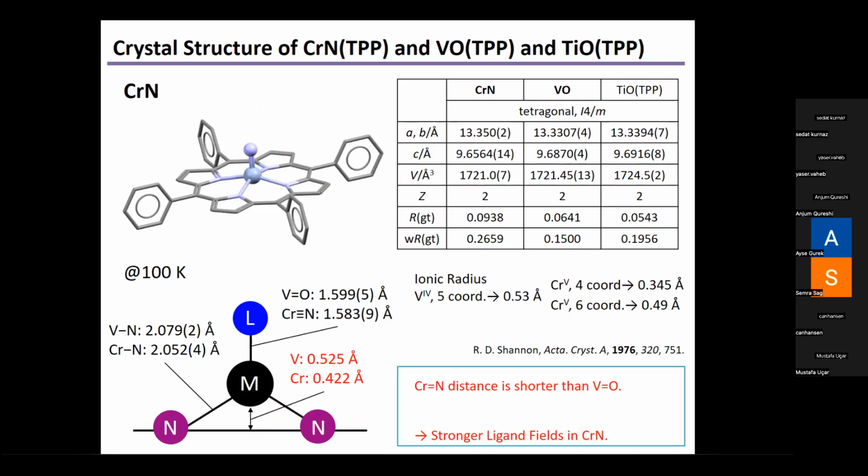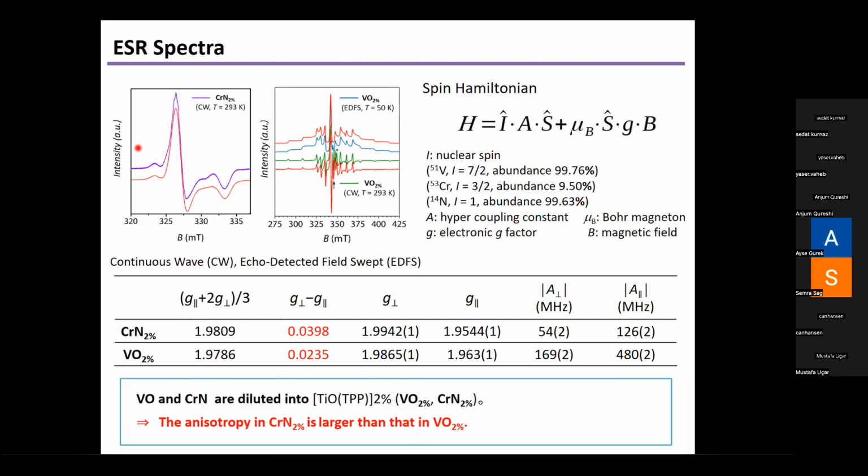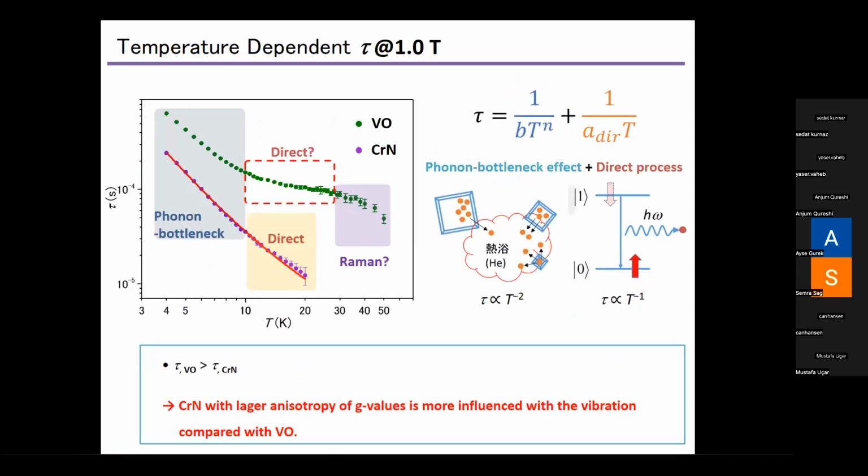So then this is the EPR spectra, chromium nitride and oxyvanadium diluted by titanium oxide. So this is the anisotropy of g values. Chromium nitride has 0.0398. Oxyvanadium has 0.0235. Chromium nitride has the larger anisotropy. So this is the result. Chromium nitride has a faster relaxation time, but oxyvanadium has a longer lifetime. So oxyvanadium has a longer lifetime because of the smaller anisotropy of g values.